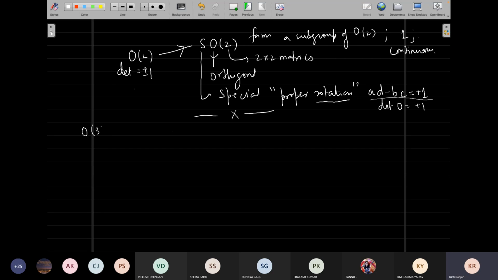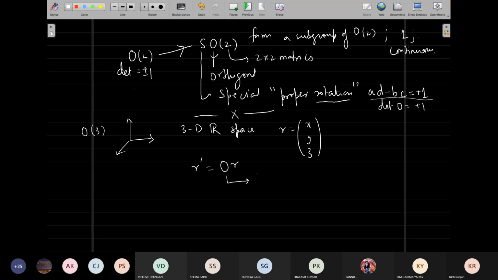Yes. So now I can extend it to O3. We were talking about, for example, a plane. Now you can talk about the three-dimensional space, let's say R space, where R is given by X, Y, and Z. And then of course you can do exactly what we did earlier, so that there exists a transformation. Now think about R prime is equal to O R. What kind of matrix will this O be in this space? The dimension will be 3 cross 3.